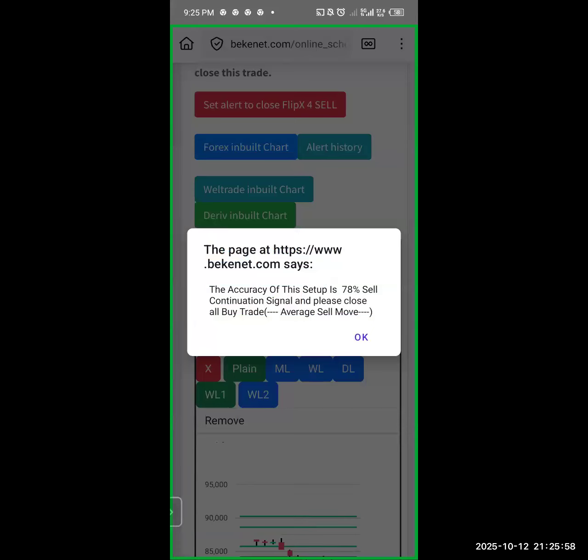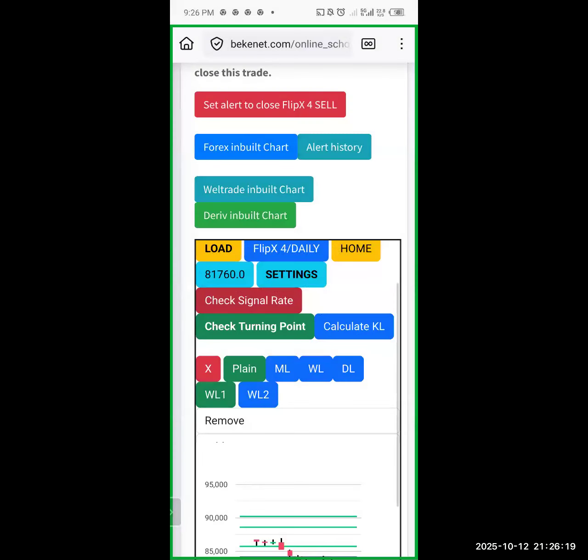Continuation sell signal. Please close all buy trades. Average sell move. Do you understand? Sometimes you may not see the accuracy. It will not tell you anything, but it's still going to drop. But if you can see any accuracy like this, with ranges from 72 to 98, it's just trying to give you confidence about the signal. That is all about it.